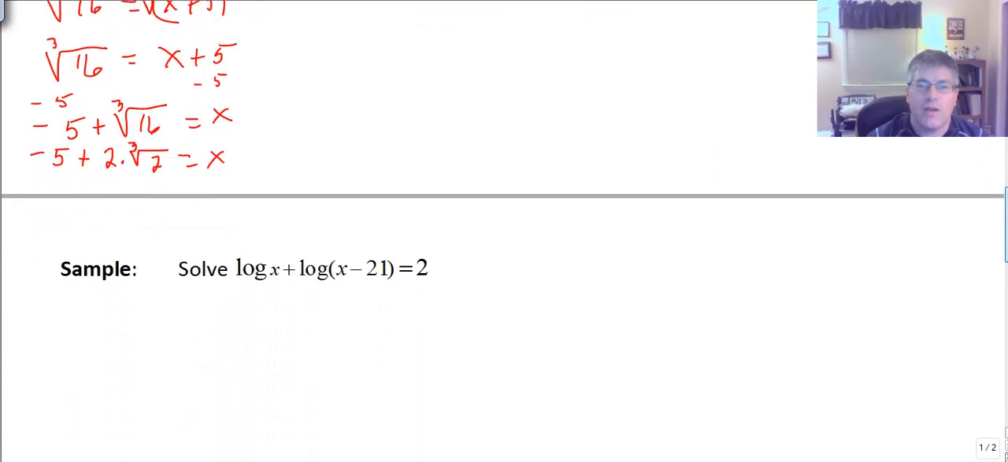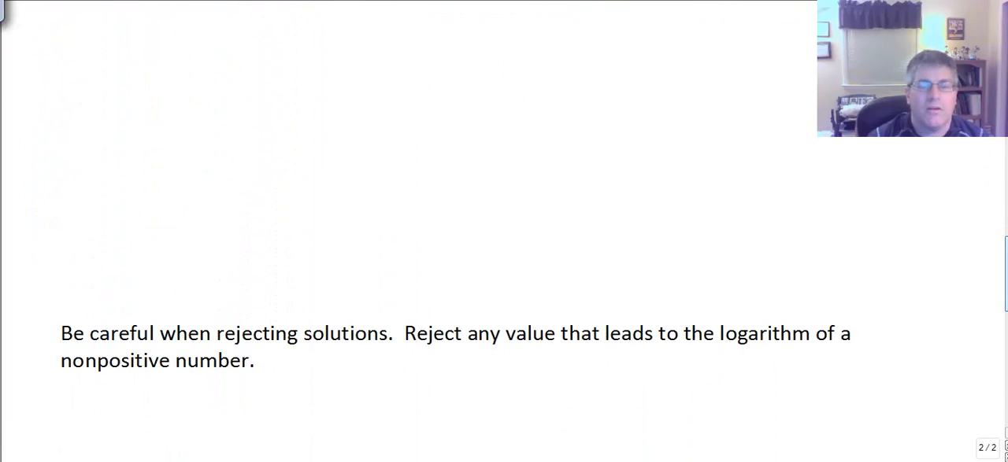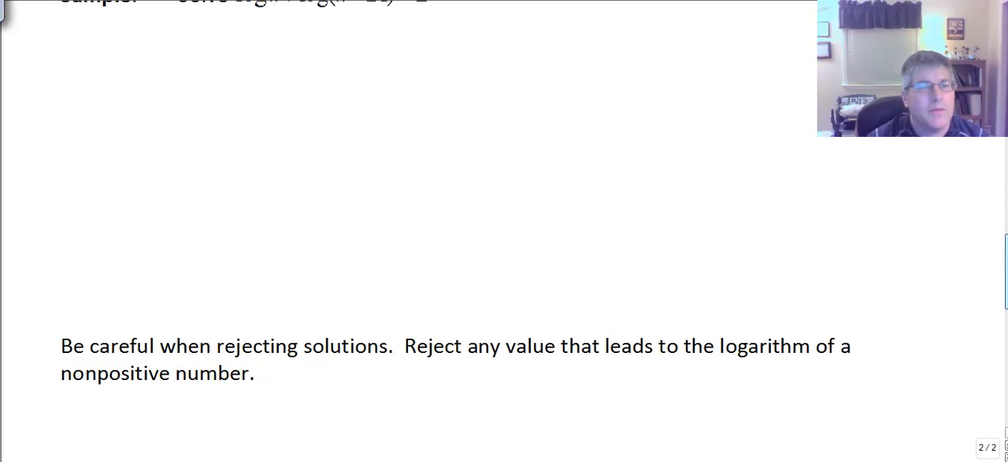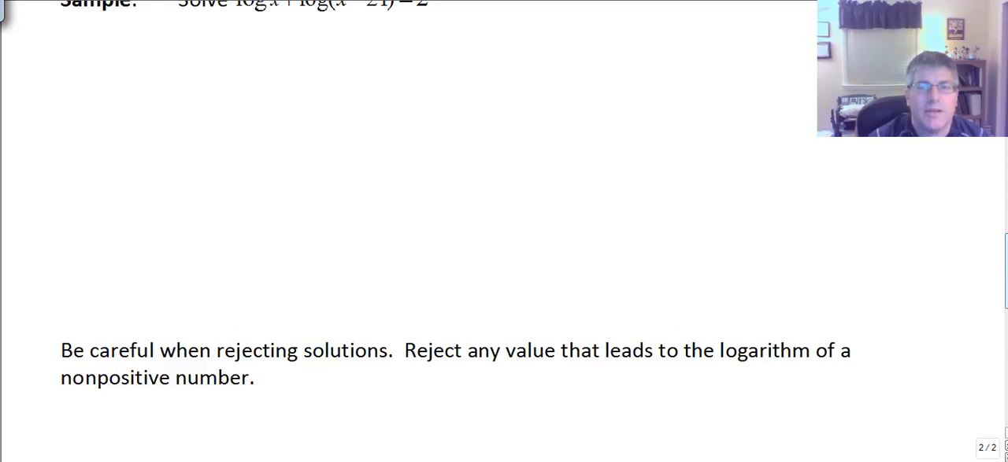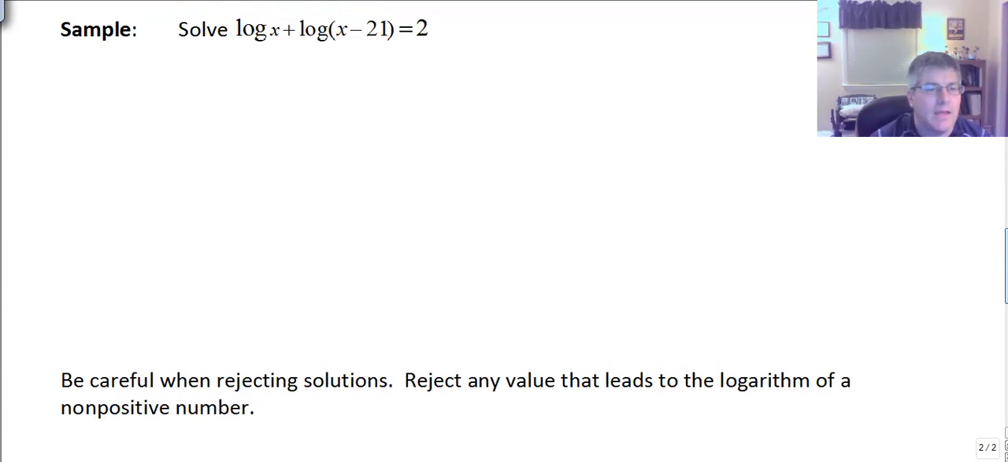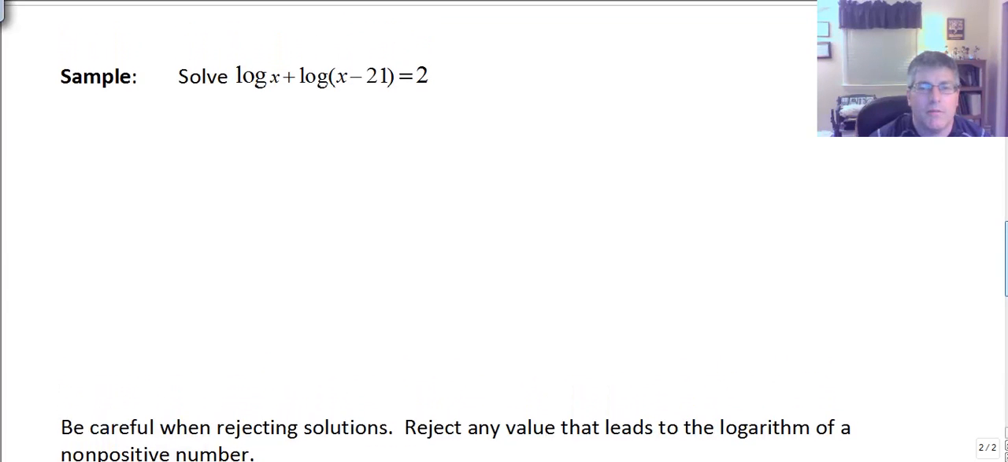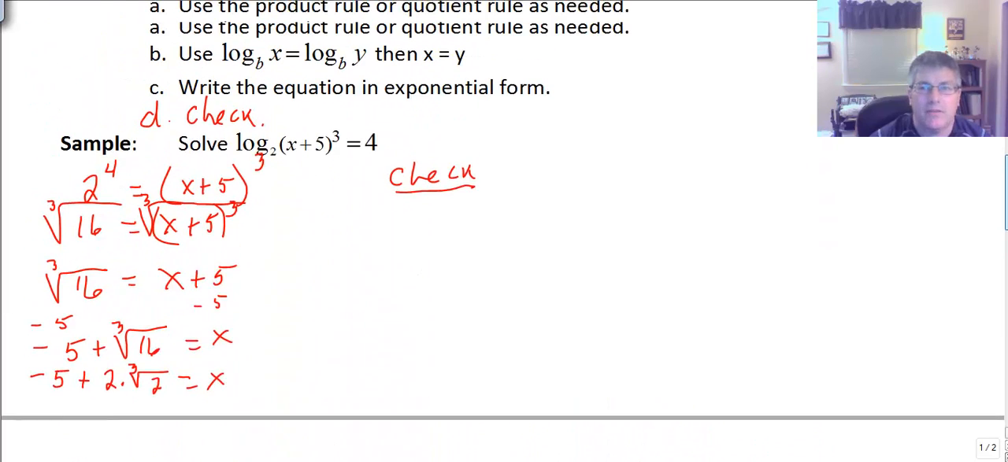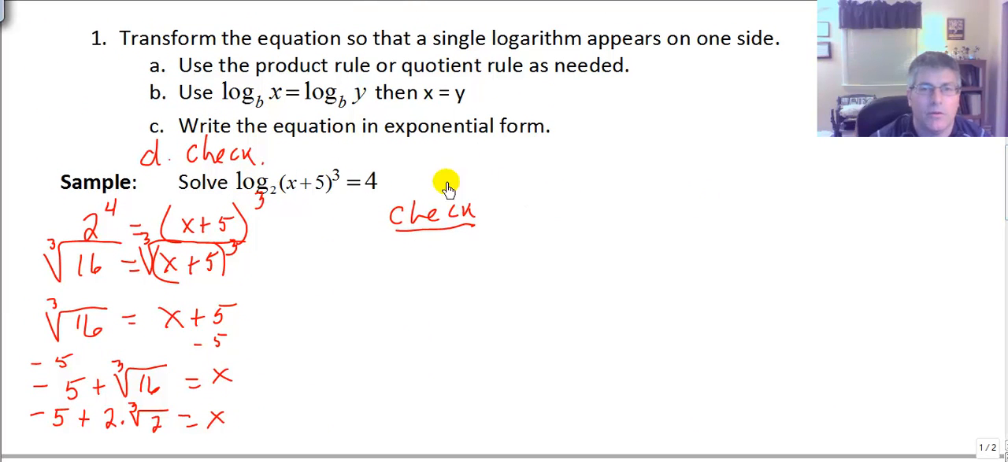If you look further down in the notes, you'll see our notes say, be careful when rejecting solutions. Reject any value that leads to the logarithm of a non-positive number. We don't want to take logarithms of non-positive numbers. That doesn't mean when x is non-positive. We don't eliminate x just because it's negative. We have to check it to see if it creates us taking a logarithm of a negative or a non-positive number. So that might be 0 as well.